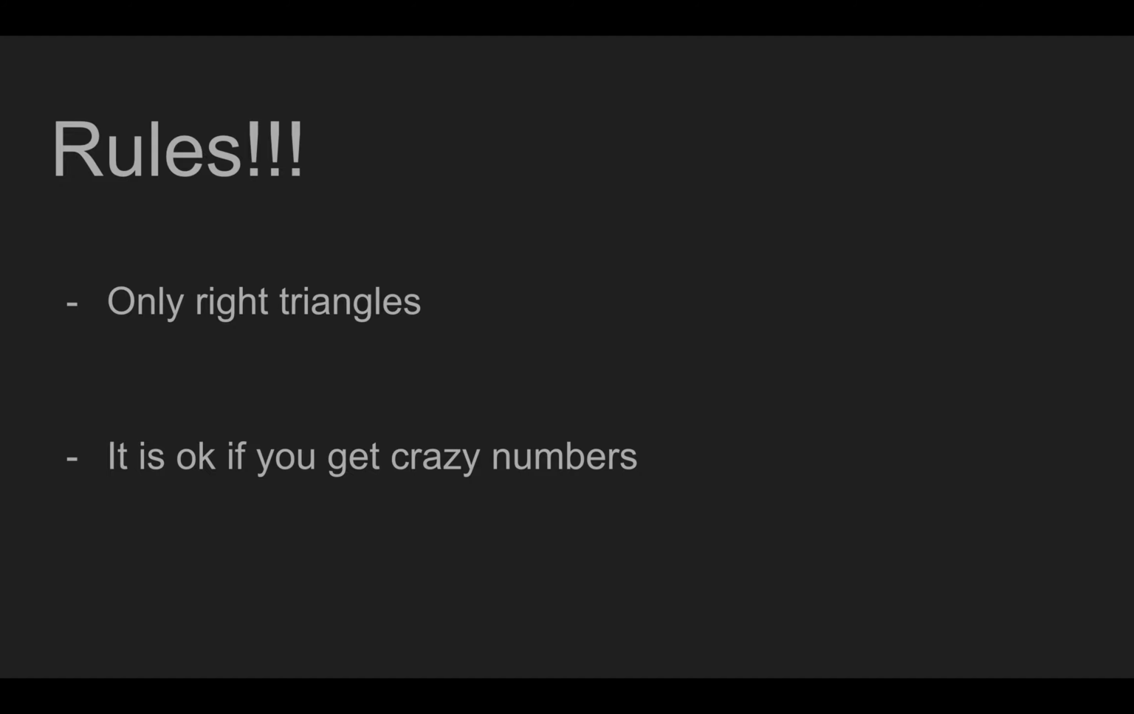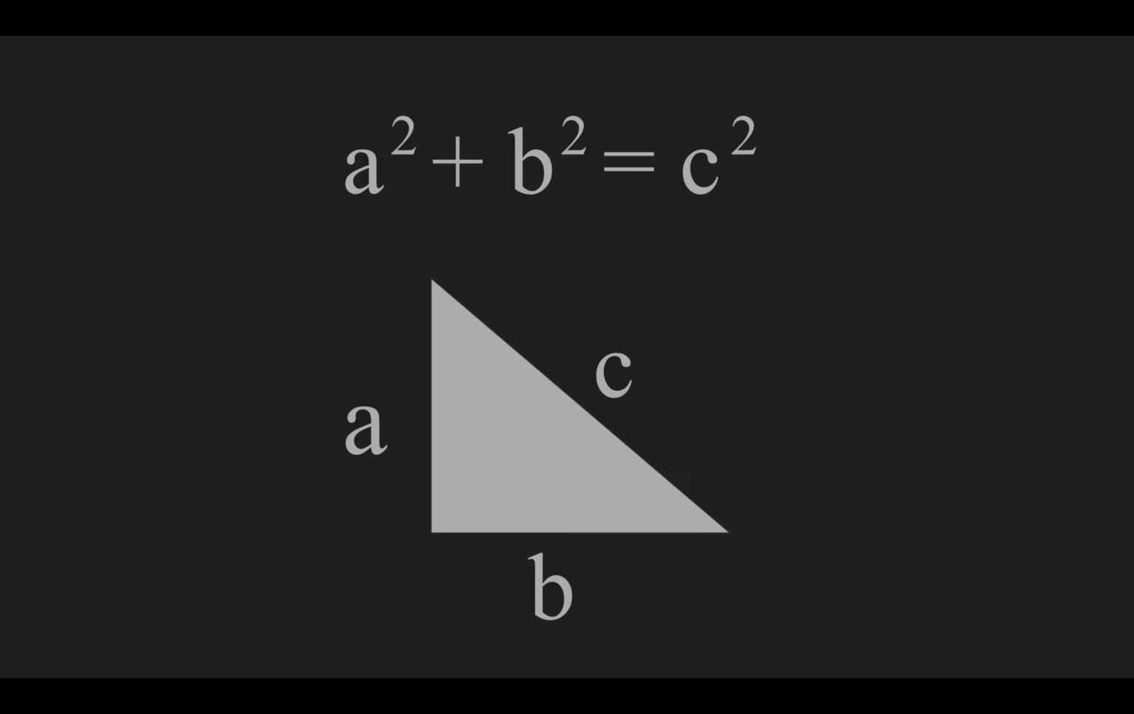The other one is it's okay if you get crazy numbers, which is something I notice a lot of people get scared about. If they have whole numbers for certain sides of the triangle and their last answer is some crazy number, yeah, it's going to happen. Not everything's going to come out perfect. But then again, you can only use this with right triangles. It doesn't really matter the length of the sides, but it has to be a right triangle. You cannot have an acute triangle, scalene triangle, or obtuse triangle. It has to have a 90-degree angle.